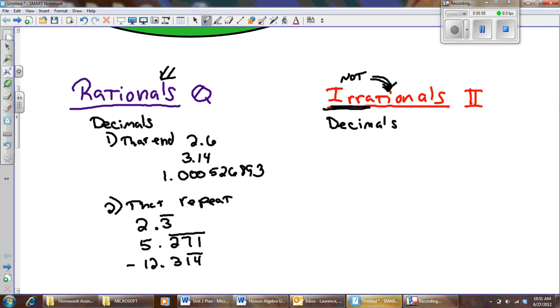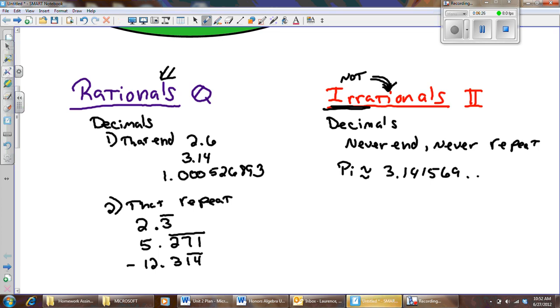Okay, now over here in the irrationals, the decimals never end, they never repeat. For example, pi. Pi is not 3.14. Pi is this big long decimal, 3.141569, and that baby keeps on going with no pattern to the numbers. You cannot find a pattern. If you see dot dot dot after a decimal, that means it goes on forever without repeating.